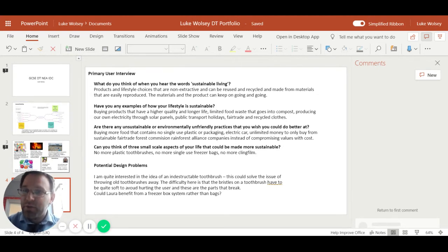My next question, have you any examples of how your lifestyle is sustainable? She says buying products that have a higher quality and longer life, limited food waste that goes into compost, producing our own electricity through solar panels. We go on public transport holidays now. We don't fly anywhere, and we have as much fair trade and sort of recycled material clothes as possible.